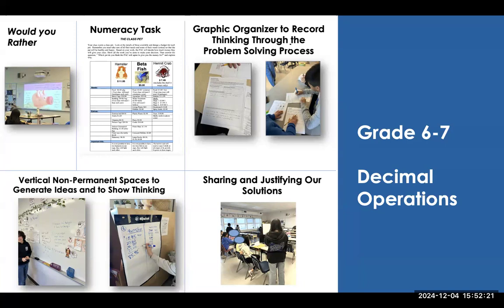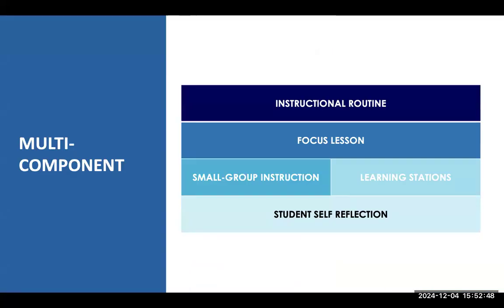Sometimes taking the time to do the calculations for all the things on the page might be too much in the time period that you have allotted. And so you can just take a look at two of the pets, provide a graphic organizer to support thinking, provide a choice for how they wanted to do their work. Some use the vertical non-permanent space, some use desks, and then provide an opportunity for them to share and justify their solutions.